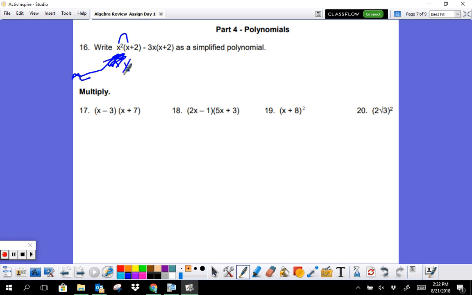Sorry, x cubed plus x squared times 2 is 2x squared. Now I'm going to do this second part, which is negative 3x times x. That's minus 3x squared. And negative 3x times 2 is minus 6x. Y'all cannot read that because my pen's messing up. So now I'm going to combine like terms. So I have x cubed. 2x squared minus 3x squared is just minus x squared. And then minus 6x.